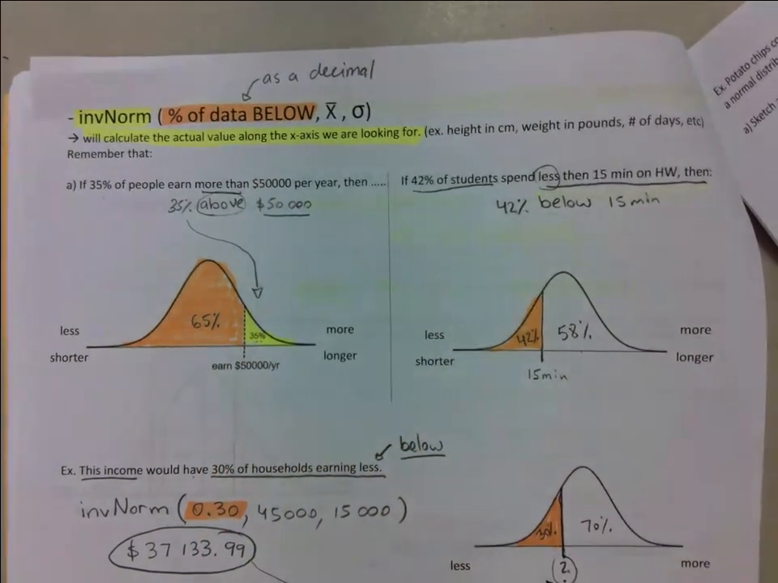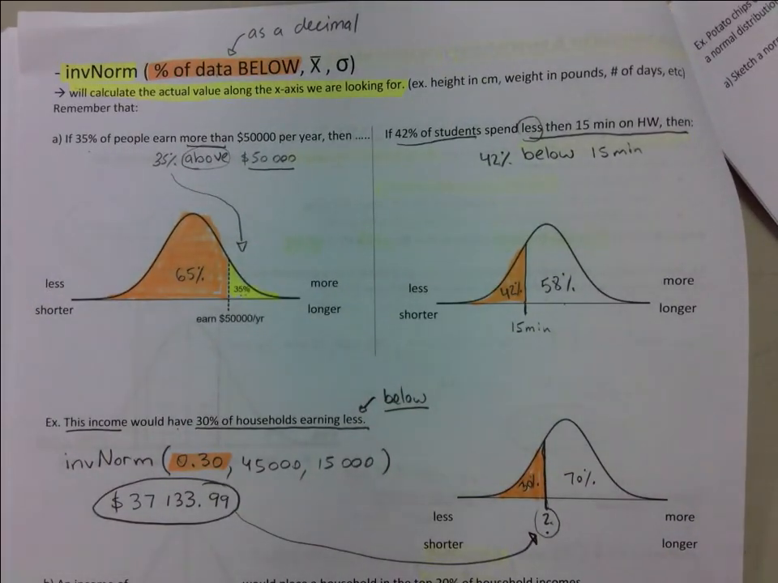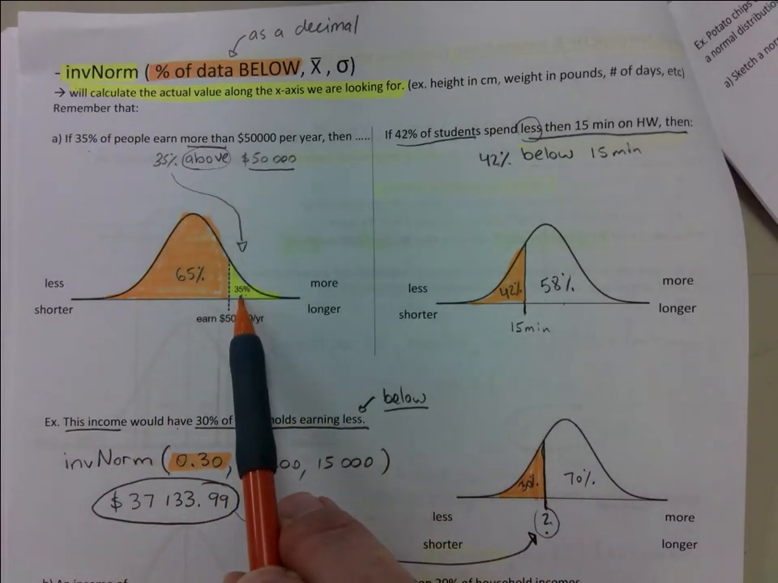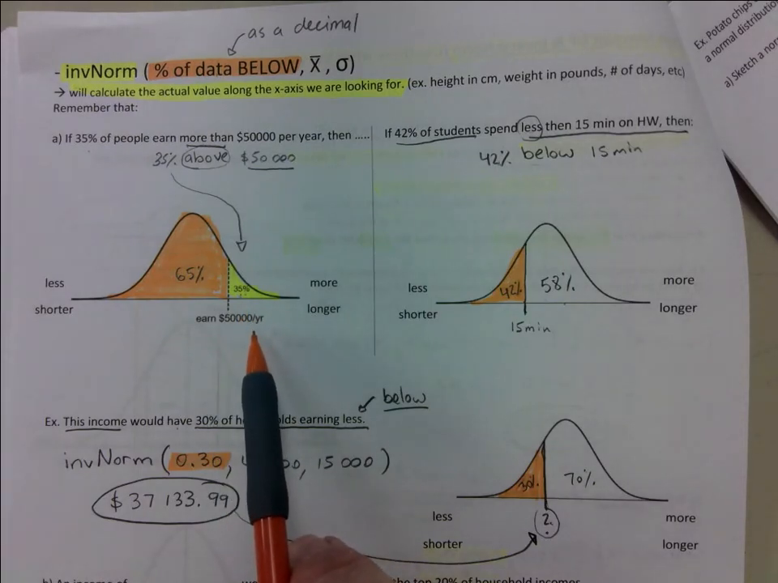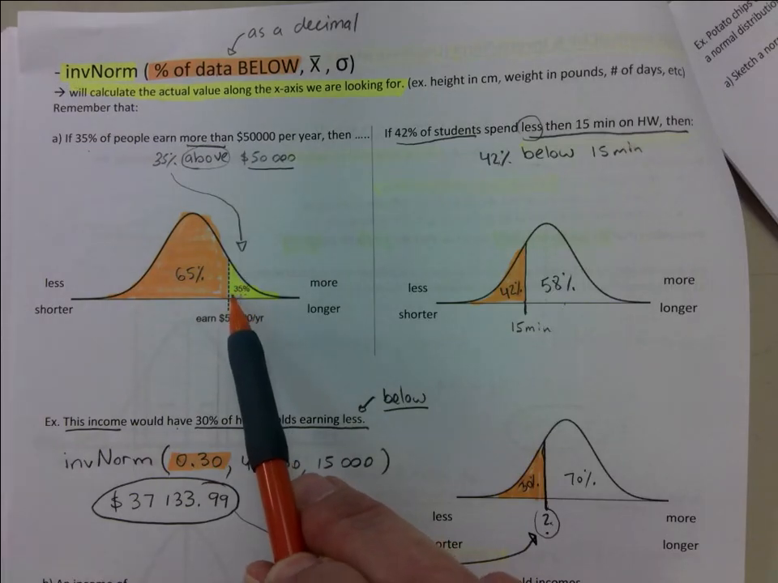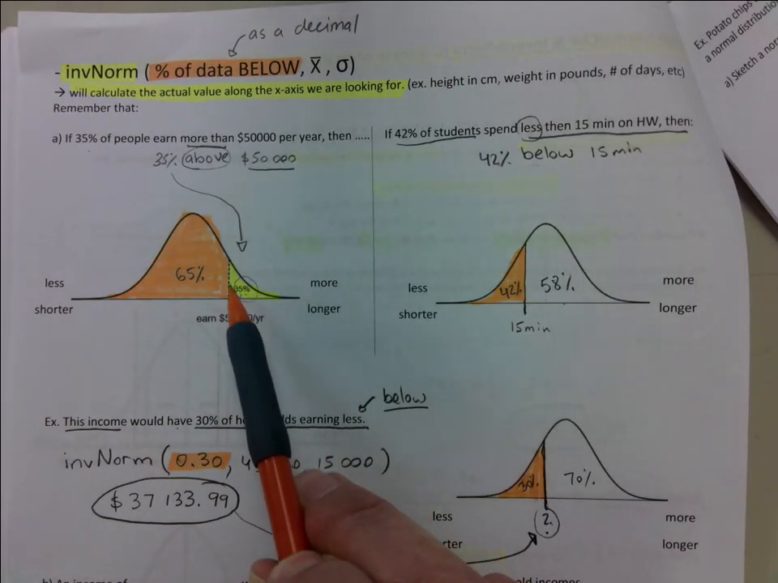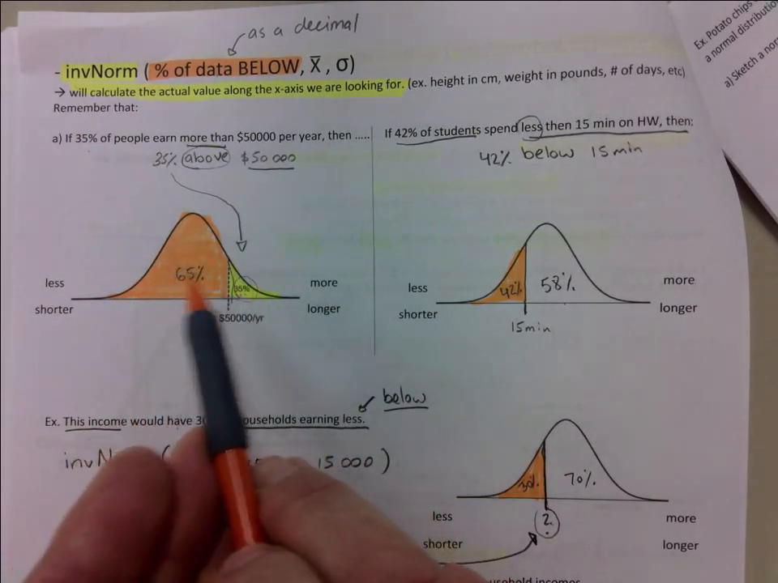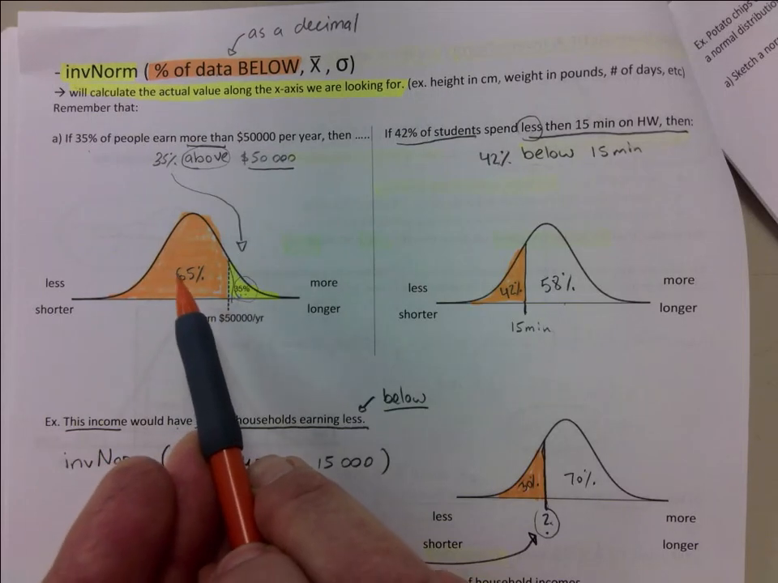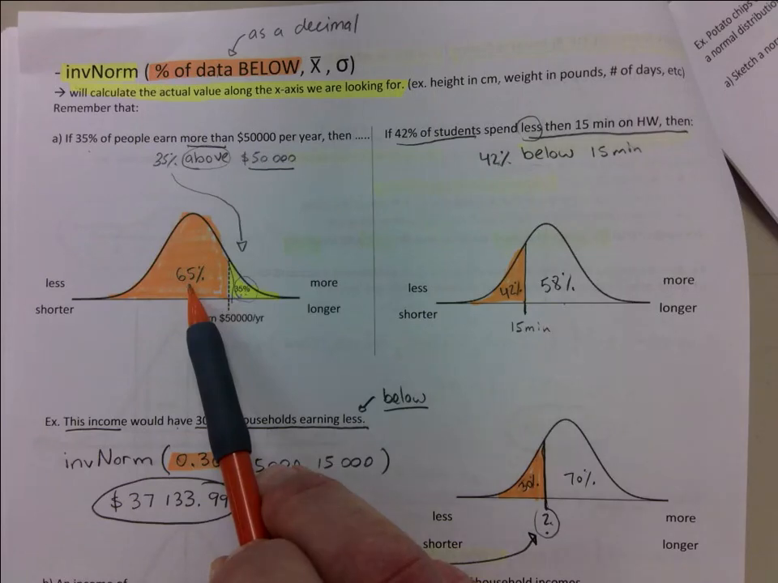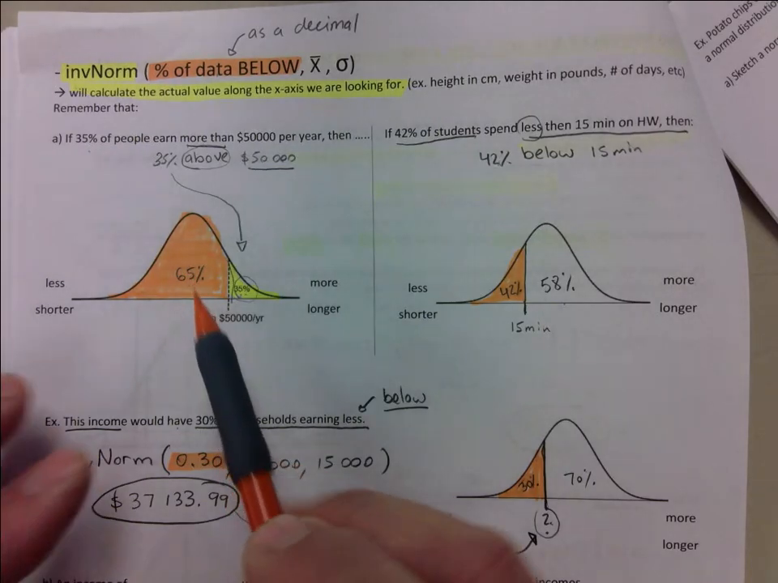So why is that important? This is why. The question may give you what is above it. They may say 35% of people earn more than 50,000 a year. We need to understand that it's here. Therefore, knowing that it's 100% under the curve, we know that this is 65, and that's what inverse norm would want you to enter. That's how it does it, okay?